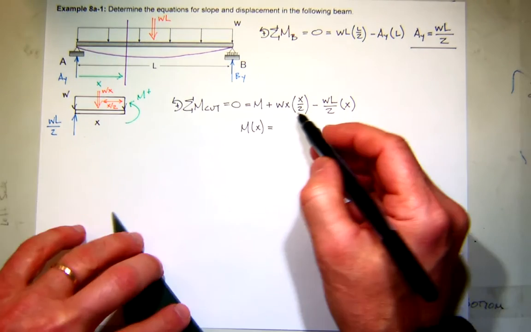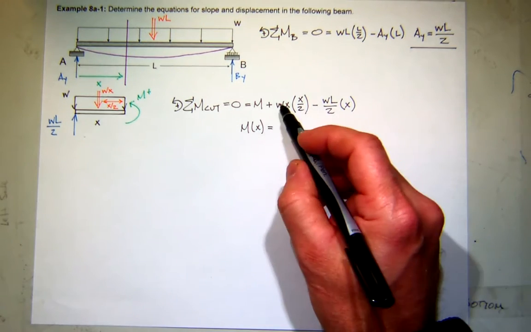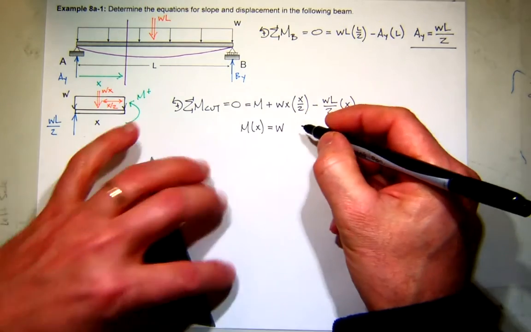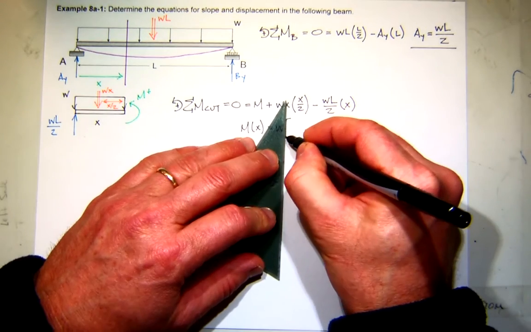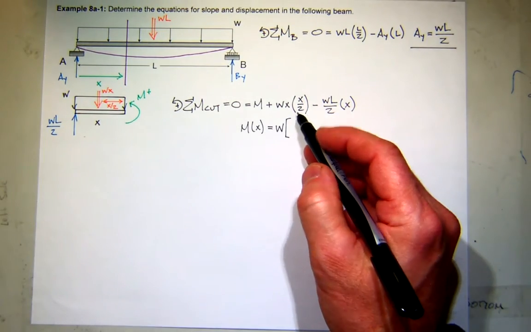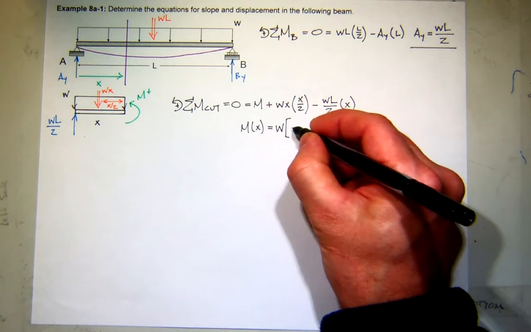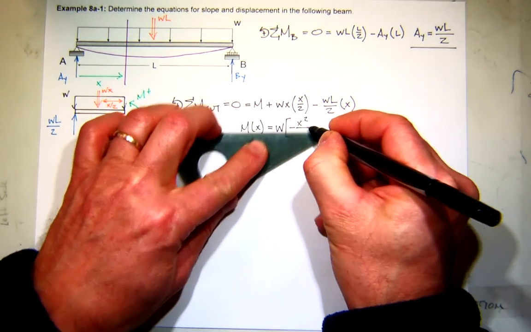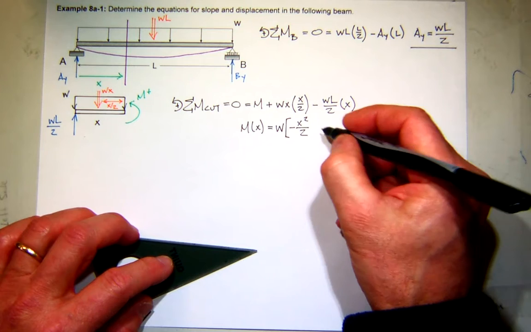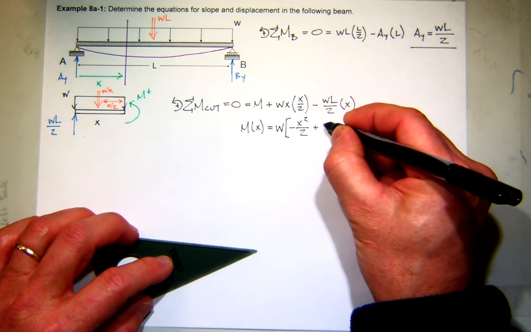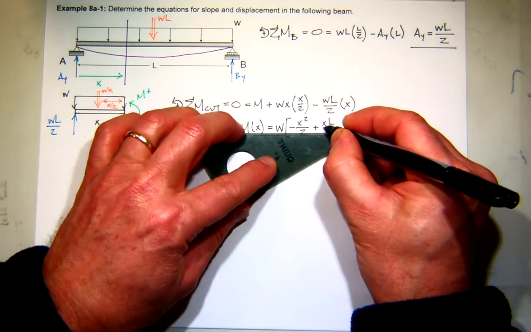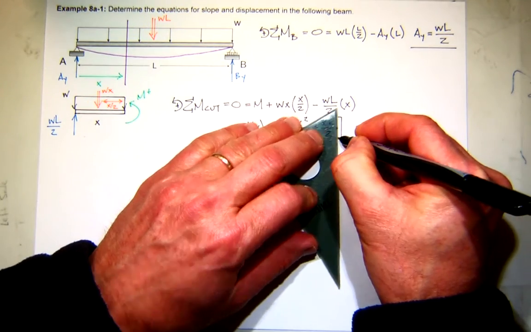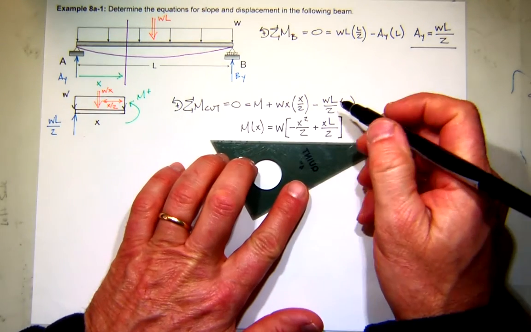Let's see. You'll notice they all have a W, so maybe I'll pull that out. And then the first term will be minus x squared over 2. And the second term will be plus XL over 2. I didn't pay attention, I guess I could have pulled that 2 out also. I may do that later or in the next step.